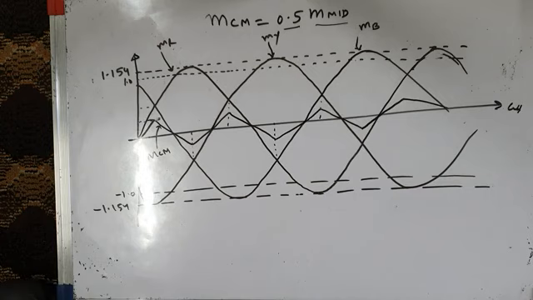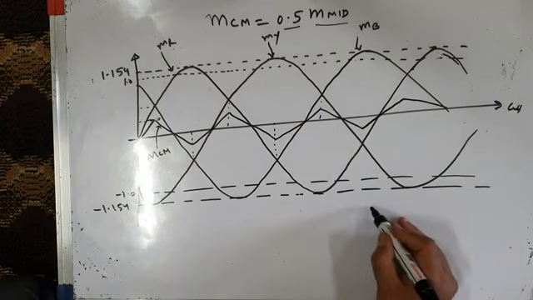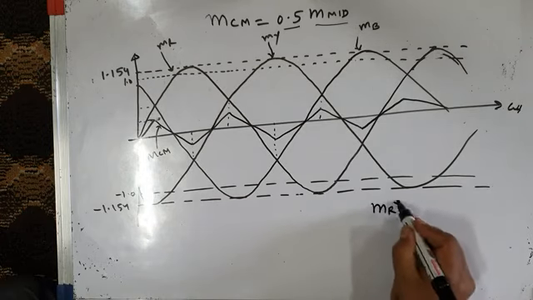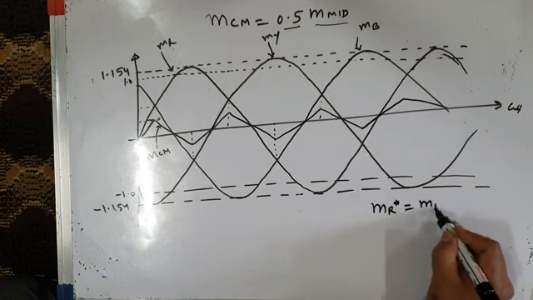Now what is the rule? Your original modulating wave MR star now becomes MR plus MCM.